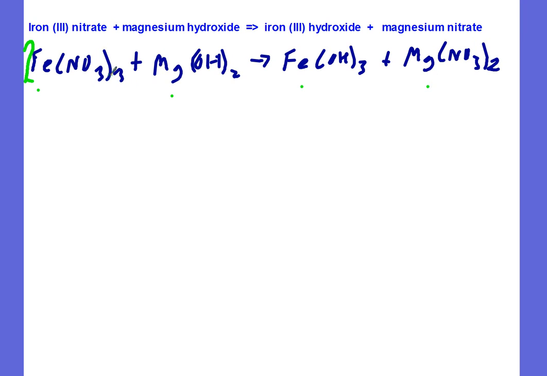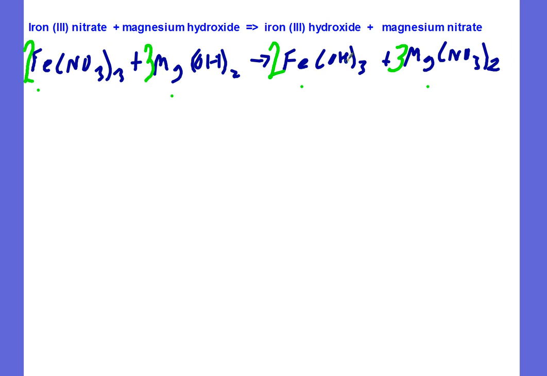So let's just say now I've got 1, 2, 3, 4, I've got 6 nitrates on the left, I need 6 nitrates on the right. If I put a 3 at the front of here, I've got 6 nitrates on the left and 6 on the right, so the nitrates are balanced. Let's look at the hydroxides now. Hydroxide's got 2 on the left and 3 on the right. Similar thing again, if I put 3 at the front here and a 2 at the front here, I've got 6 hydroxides on the left and 6 on the right.